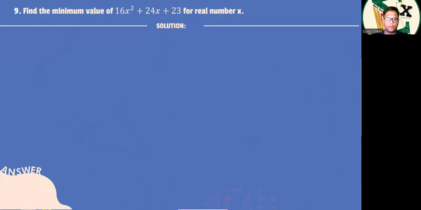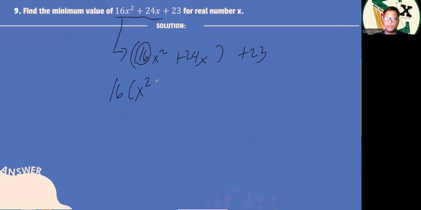Find the minimum value of 16x squared plus 24x plus 23. So for this one, all we need to do is express it in its vertex form. So to express this in vertex form, first we need to isolate your first two terms. So that's 16x squared plus 24x, plus 23. After that, you want to factor out your number here. So you factor out 16. So 24 over 16x.